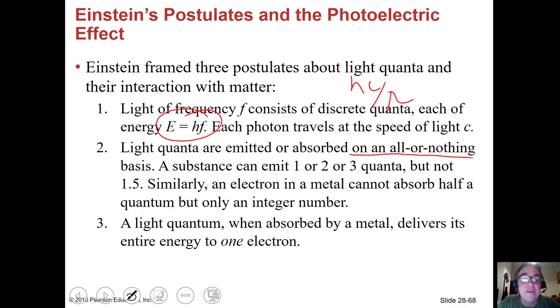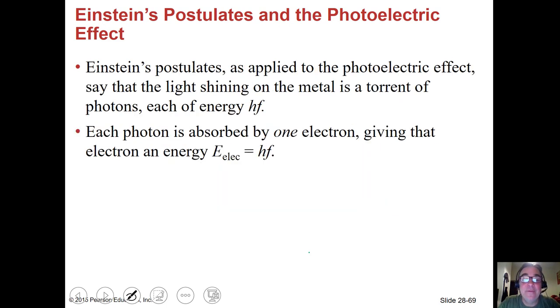It's one or nothing. As it says here, one electron is going to absorb all of that energy, or it's not. Now, if the energy is not high enough for the photoelectric effect, then you're not going to absorb it. If the energy is high enough, then you will, and if there's any left over, it will turn into kinetic energy.